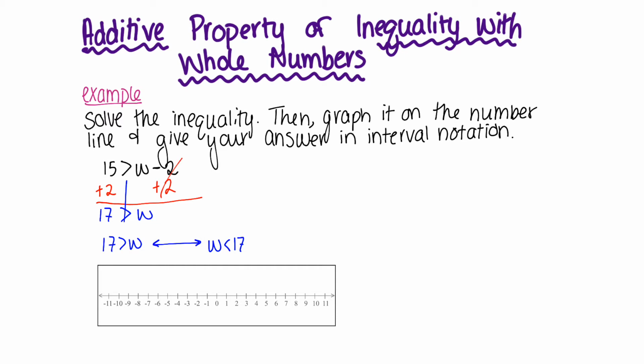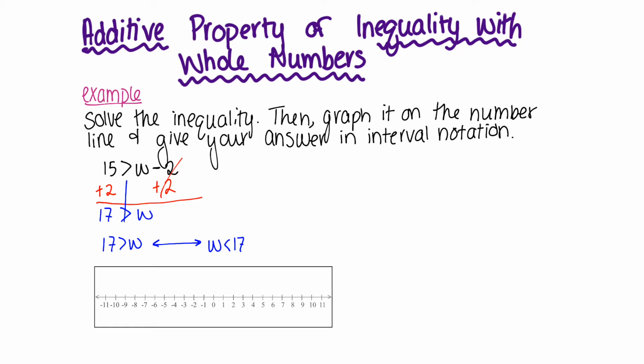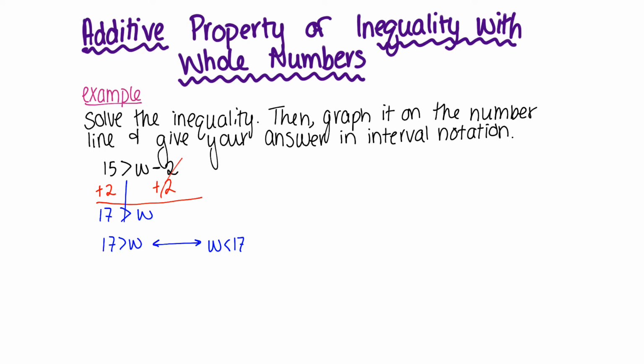On the number line, I don't have 17 down here. Let me just go ahead and erase that. Delete. And I'll make my own number line. I'm just going to plot 17 right here. I'm going to give it an open circle because there's no underline on the inequality, and I'm shading everything less than it.